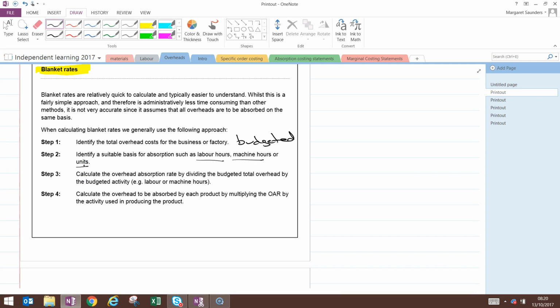Then we can divide the one by the other. So divide our overheads by our activity. That will give us the overhead absorption rate. Then we can use the overhead absorption rate to calculate how much overhead we're going to add to the prime cost. When we refer to adding overheads to the prime cost, we are actually absorbing overheads, hence the name absorption rates. So absorbing means adding.